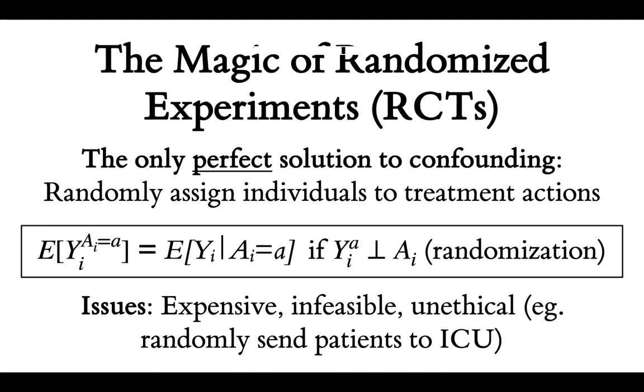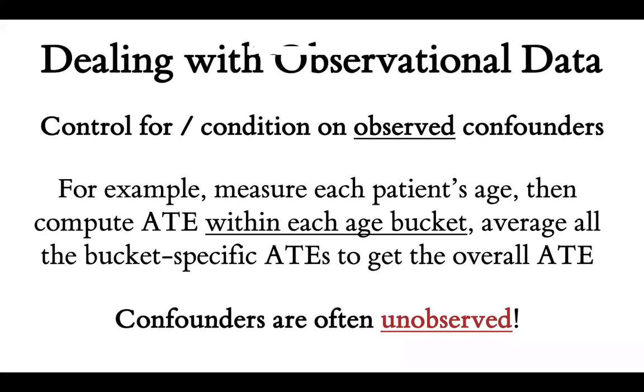The issue is it's often expensive, and it's often infeasible and unethical. So for example, you can't randomly send patients to an ICU because ICUs have limited capacity. Other people might need it. You can't just run an experiment on humans in ICUs. What people do instead is try to come up with causal inferences using observational data. And one way to do this is to control for or condition on all confounders. In the example of patients admitted to ICUs, if I can measure people's age, then I can bucket them by their age and measure the average treatment effect in each bucket separately.